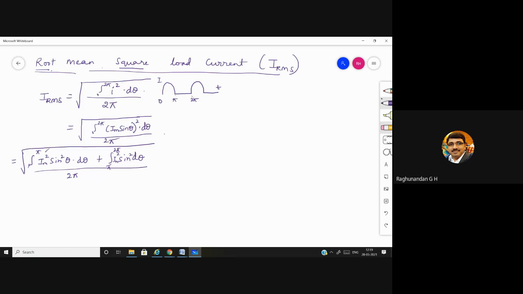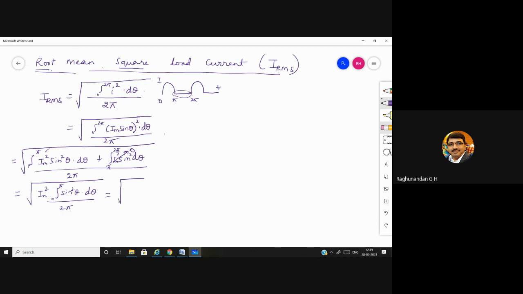Next, look into pi to 2 pi. Pi to 2 pi, the current is completely 0, so it will be considered as 0. So the only remaining thing is the root of, we'll take Im square outside, Im square integration of sin square theta d theta divided by 2 pi. So we can write sin square theta in terms of 1 minus cos 2 theta by 2, so that we will apply.